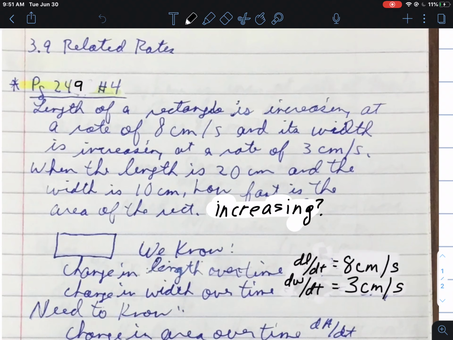Section 3.9, related rates. So here's another section with a little bit of application, a few application problems here. A relatively short section. I just have a few examples that I'm going to run through with you, but they are application problems involving our derivative.